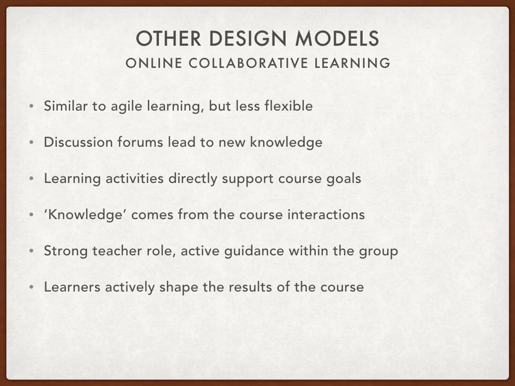So collaborative learning is the last model we'll talk about. It is similar to communities of practice, but with assessments. And it's similar to agile learning, but not so flexible. Really, for some people, an agile learning model might be so flexible that they just don't have huge structure. Discussion forums are important, and often they lead to new knowledge.